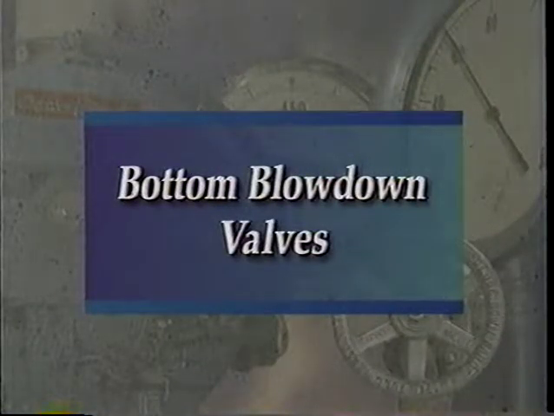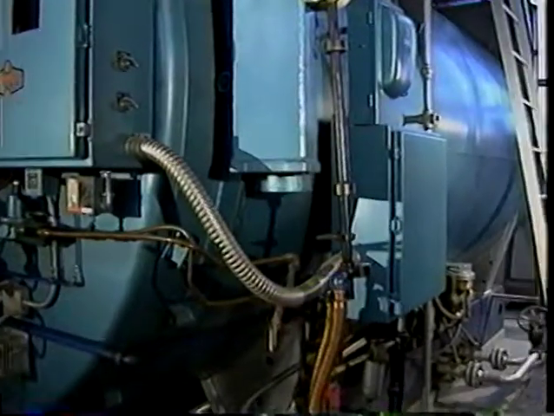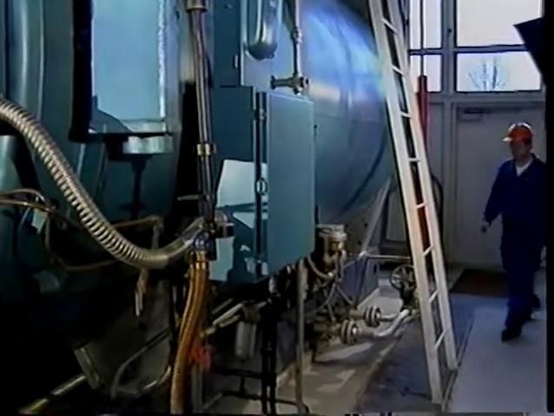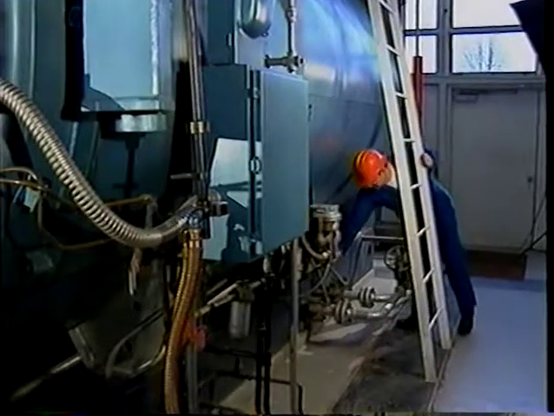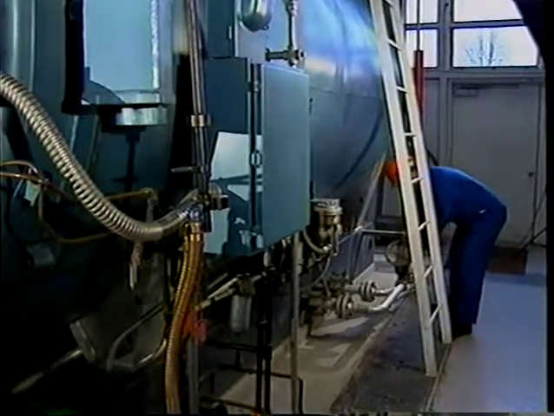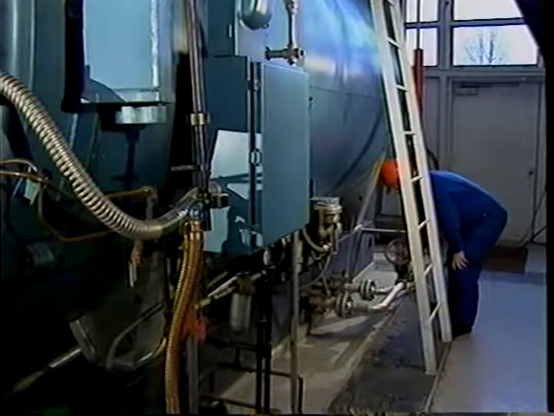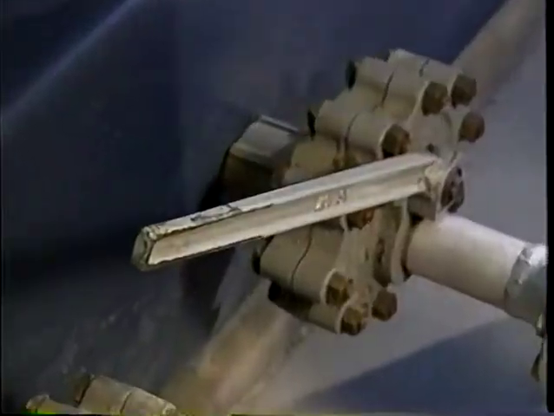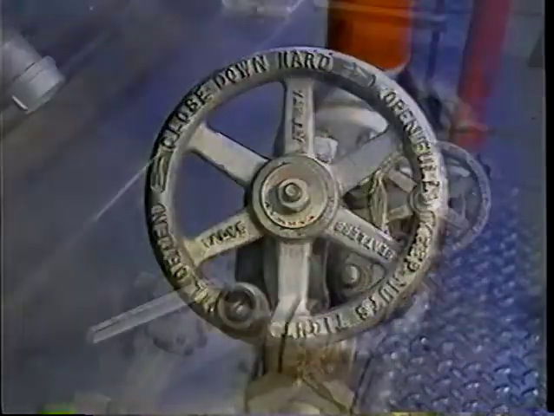Bottom blowdown valves. Bottom blowdown valves release water from the boiler to reduce water level, remove sludge and sediment, reduce chemical concentrations, or drain the boiler. Two valves are commonly used, a quick opening and a screw valve.